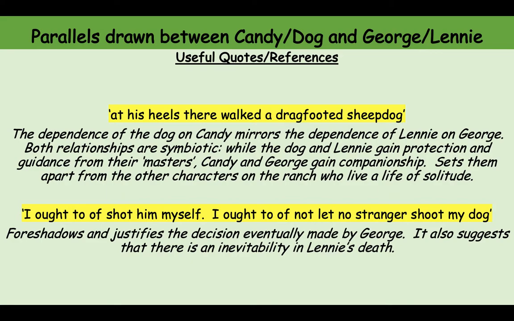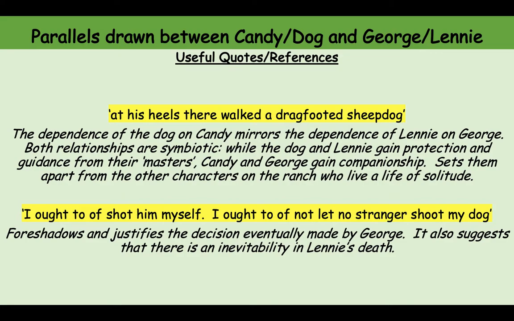So it really sets them apart from the other characters on the ranch who live a life of solitude. So they do have some sort of companionship. It's quite sad, though, that Candy's only companion is a dog. And of course, you might want to highlight here that this isn't really a genuine friendship for Candy and the dog, or George and Lenny. It's a friendship that's been born out of a desperate situation.